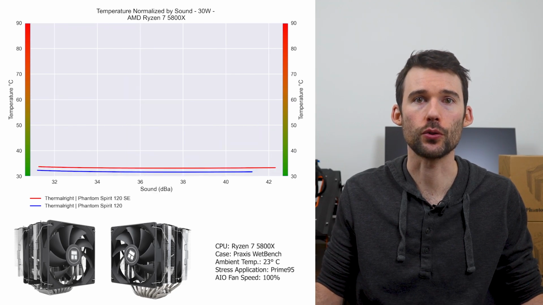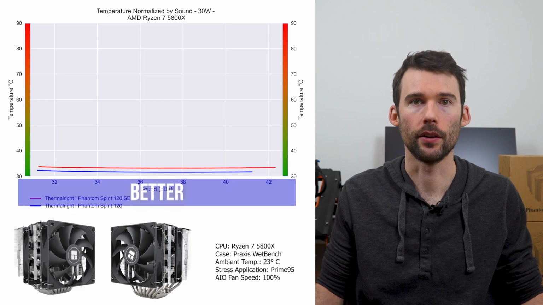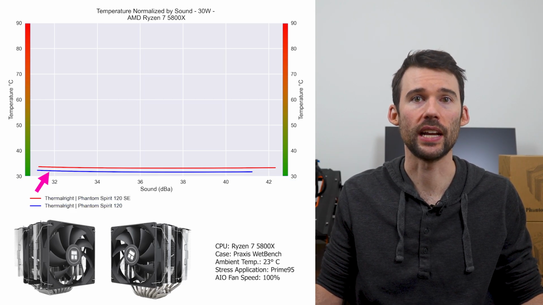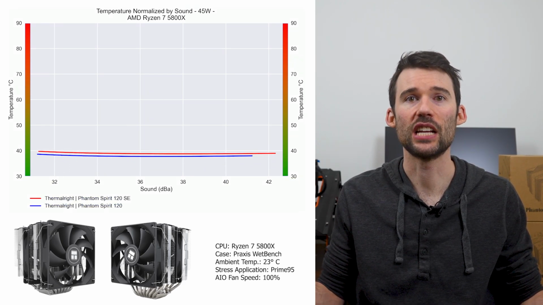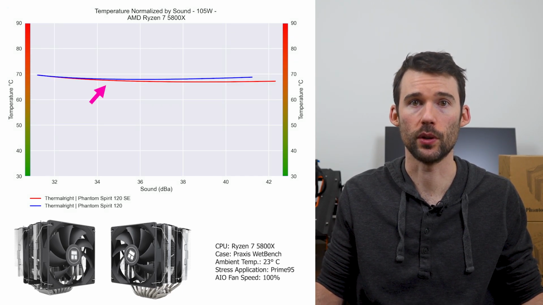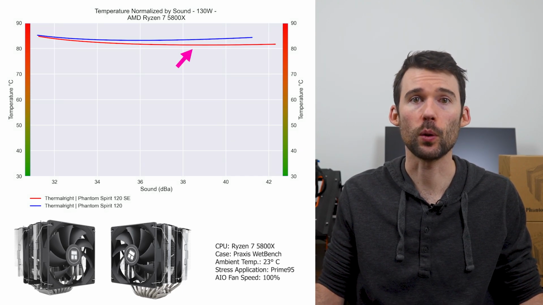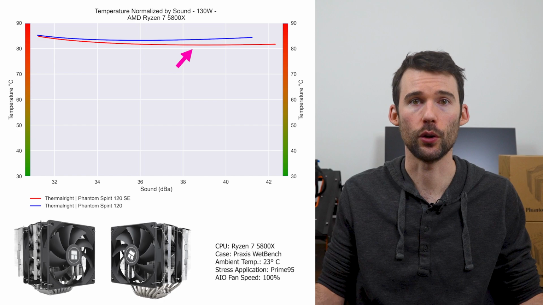In our second set of charts, normalized by sound, we have temperatures on the left and noise on the bottom, with lower being better. At idle, the Phantom Spirit 120 has a slight lead across the board. However, as we increase the wattage to 105 watts, both coolers show similar cooling performance for a given noise level. And when we push the CPU to its limits at 130 watts, the Phantom Spirit 120 SE begins to outperform at the higher noise levels.